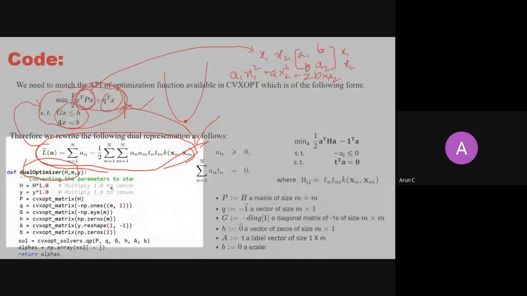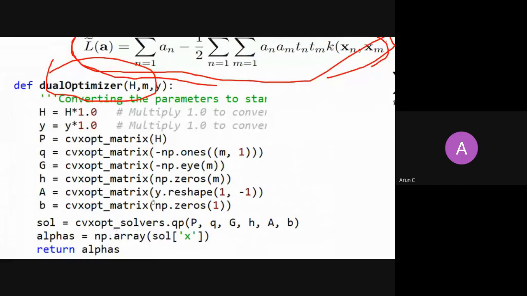Oops, oh my god, I don't know what I've done. Oops, very nice.